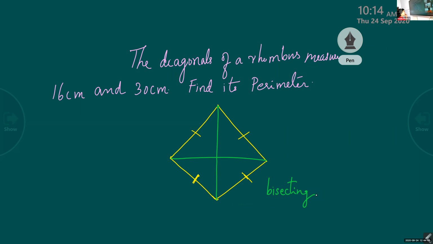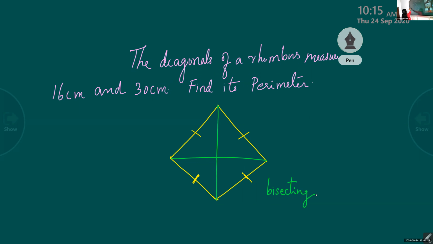Then what about the lines? What happens to the lines? One line divides another line into two pieces. Not just two pieces, two equal pieces, equal parts, two equal halves. That's why it is bisecting. Bisecting means into two equal parts.